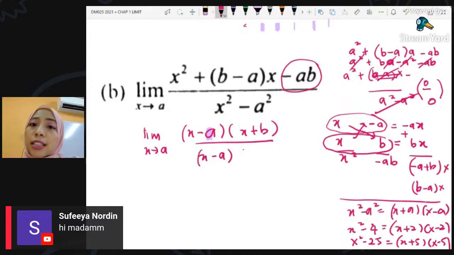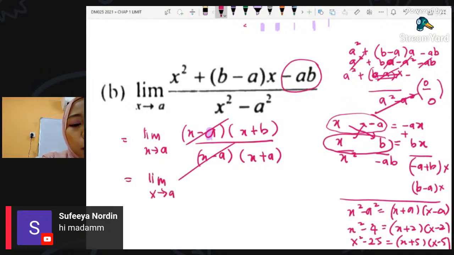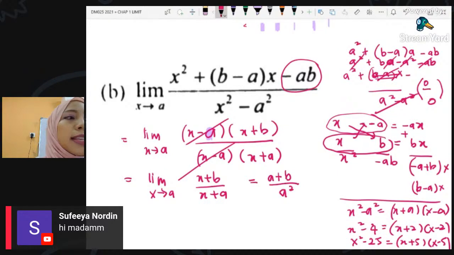As I said earlier, you must be able to not only factor, but also cancel out. That is crucial. Then you have to modify the function. Otherwise, there's no point you factor out. So now you substitute, limit x approaching a. The remaining is x plus b over x plus a. Now you substitute a into x. So a plus b over a squared, sorry, a squared pula. Maaf ya. a plus a is 2a. Alright, yes, this is our final answer.